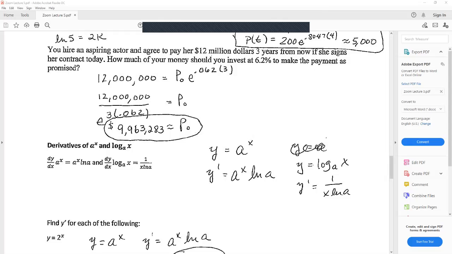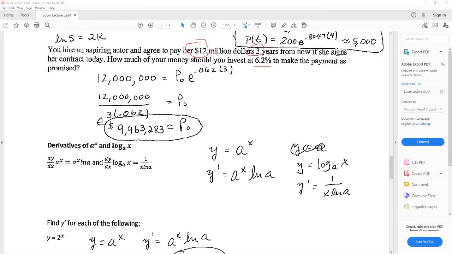How much of your money should you invest at 6.2% to make the payment as promised? So you go to the bank and you tell the bank, hey, in 3 years, I need $12 million because I've promised to pay this actress $12 million after 3 years. The bank says, well, you can invest at 6.2%, and we will help you grow to that 12 million. So the question is, how much of your money do you need to put in now in order to have that 12 million ready in 3 years?